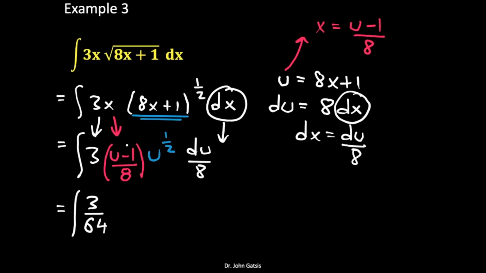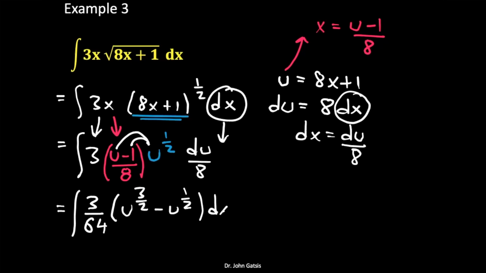And then what I want you to do is expand this. So you see the u to the half and then the 1 here. So we're going to multiply u to the half by u. So that's adding exponents. So that's u to the 3 halves minus, and then again, u to the half times 1, which is just u to the half or itself.